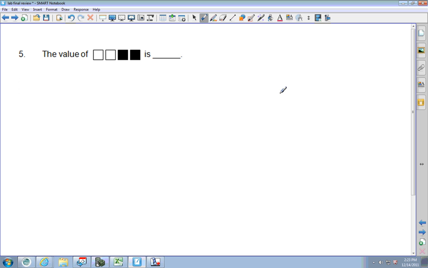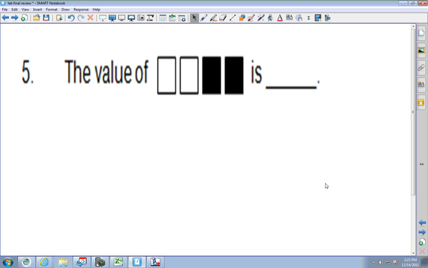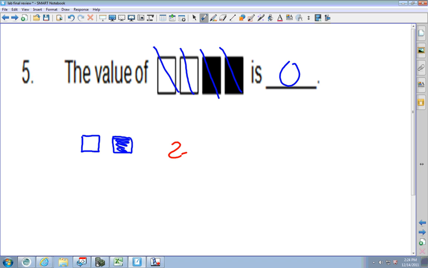Next, this one says the value of, and it gives you these tiles, and it wants to know what it is. Well, the tiles are the same size. There's just one positive, one negative. A positive takes away a negative. What's left? 0. Can you tell me what a positive tile and a negative tile are called? It's 2 words. First off, what number do they make? They make 0. And another word for 2 is pair. So a positive and a negative is a 0 pair.